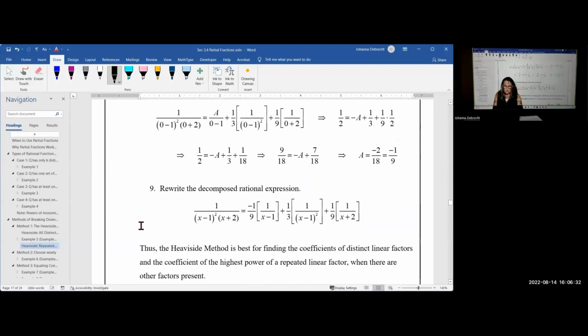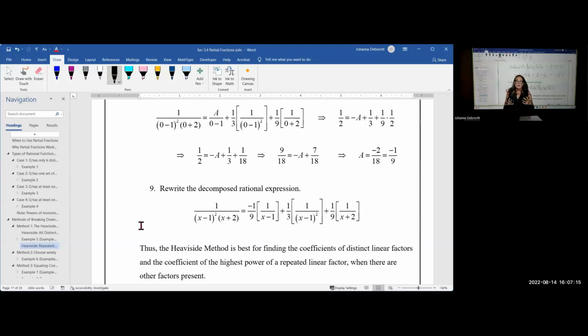And that's exactly what we do. So we plug it into both sides of the equation, and we do some algebra, quite a lot of algebra. And we end up with this expression over here, which when we finally reduce it tells us that a is -1/9. And then we can rewrite the decomposed rational expression in this way right here. So this last part, step 8 and 9, or step 8 really, is actually the choose wisely method. So we're just choosing a wise value to plug in so that we can find the missing value. So it's really choose wisely, right? So this is the Heaviside method.